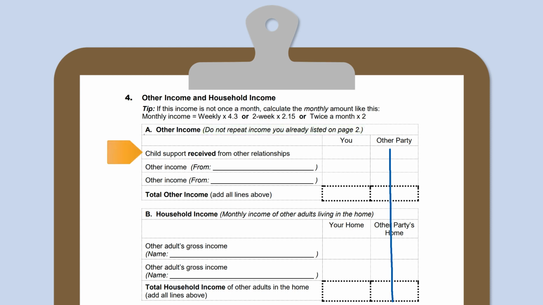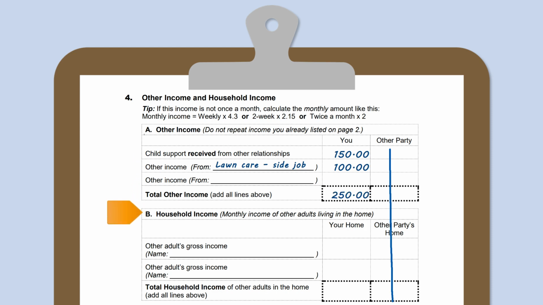Under the first line, list any child support you receive from any other cases. This does not include the child support for the case you are currently filling out this paperwork for. If you have any other sources of income such as side work or income from a side business, list those amounts on this line. Add the above lines together for this section and enter the number here.